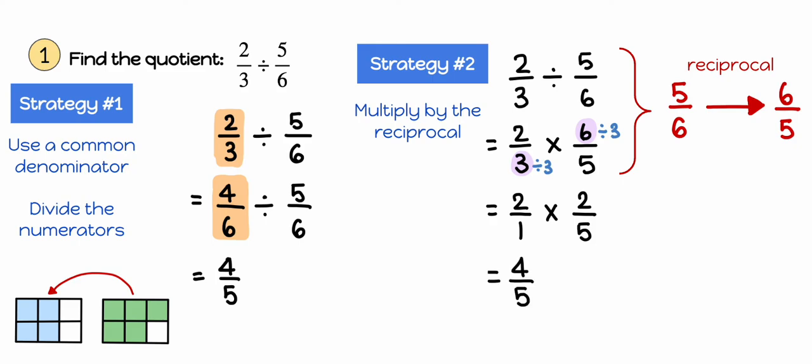So notice, both of these strategies give us the same solution. You can choose which strategy is going to work better for you: strategy 1 with a common denominator, or multiplying by the reciprocal.